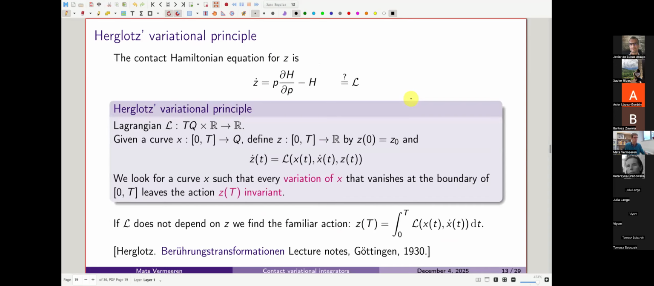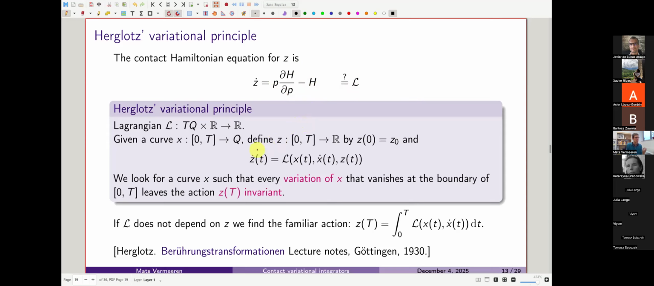So in the symplectic case, if you discretize the Lagrangian and minimize the corresponding discrete action, you automatically get a symplectic integrator. And the same story translates to the contact case, where first we need to say, what is the variational principle? A hint for this, if you haven't seen this before, is if you look at the contact Hamiltonian equations, the equation for Z is this one, where the right-hand side looks like the Legendre transform. So it looks like this should be L on the right-hand side. And that's exactly how the variational principle in this context works.